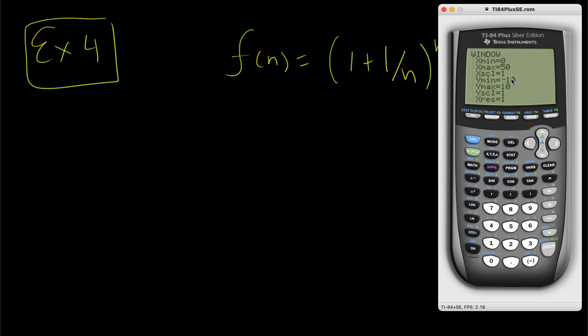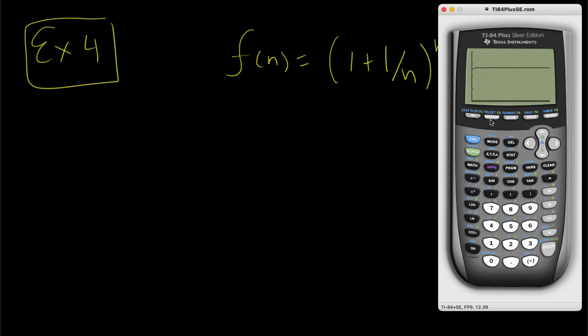Or maybe even, let's try like 1,000. Because we want to see something really big, like what it's doing when it gets really big. And then, I don't know, let's try 0 to 4, because it didn't really go that high. Okay, let's look at this. Alright, so it goes there. It definitely looks like it's flattening out. So we want to figure out what value that is.